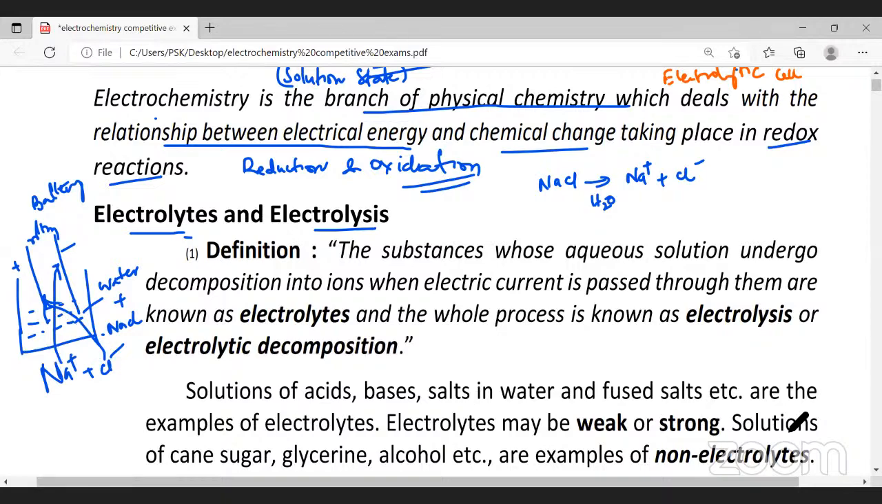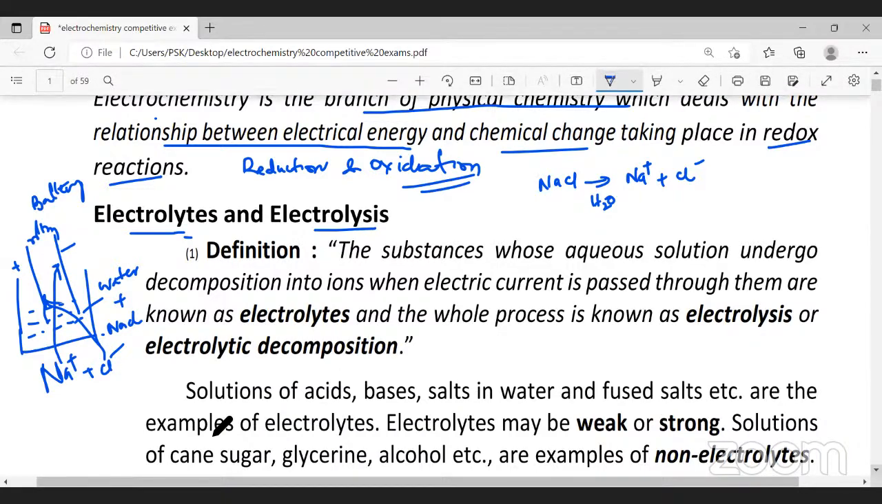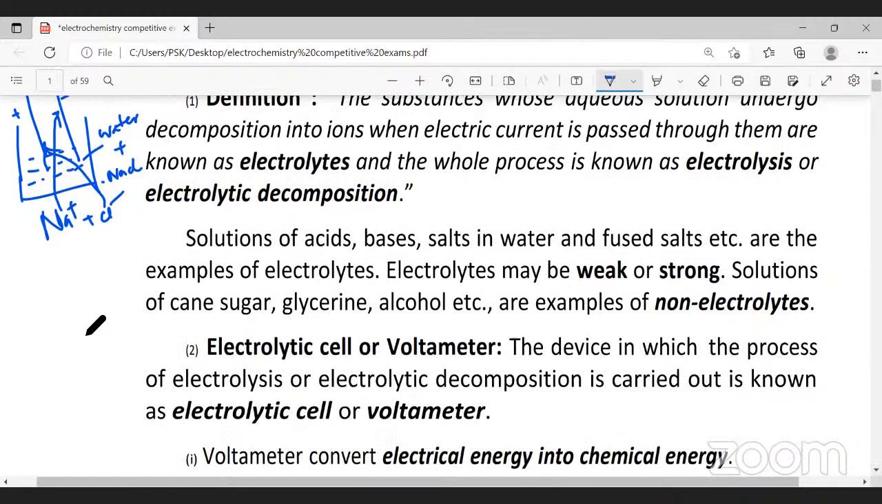This is the first illustration. The second illustration, the same experiment we will perform. We will take benzene into it. Two electrodes I place, positive electrode and negative electrode, connected to a power supply. I switch on the battery, power supply, and ask you to place your hand into it. What will happen?